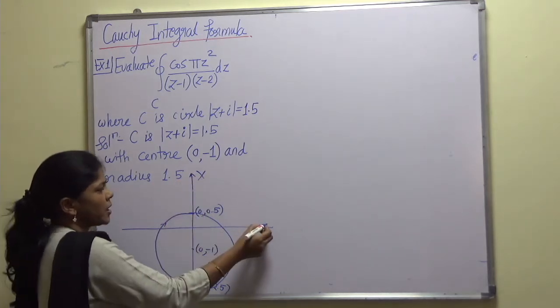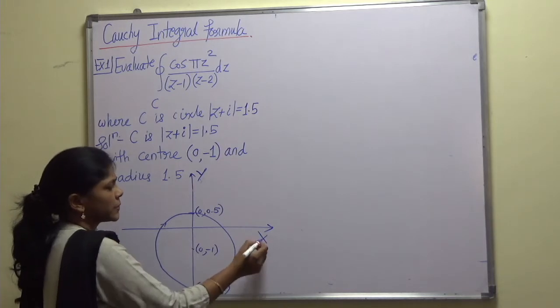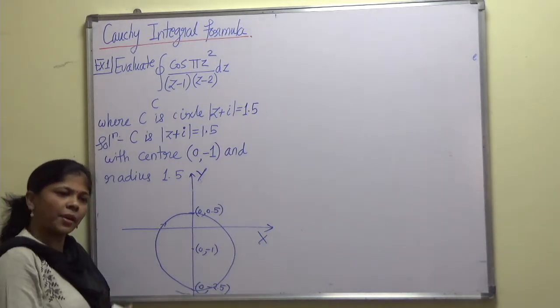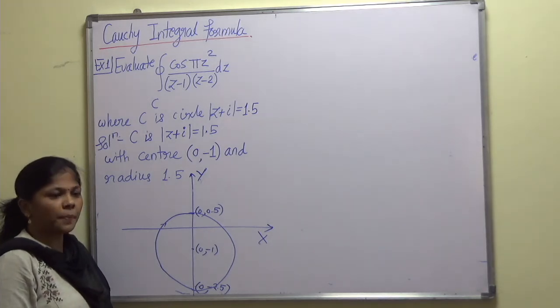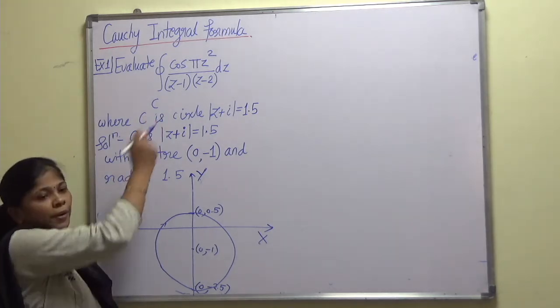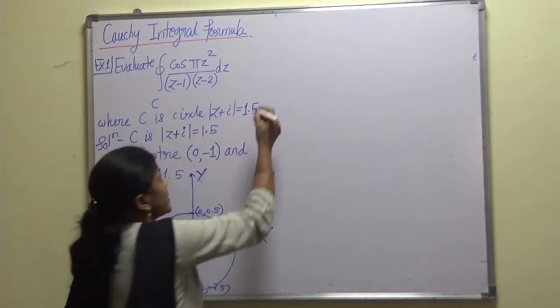So we have obtained the center and radius, and we have drawn the circle. Let us move to the next step. The next step is to find out the poles. Poles are given by equating the denominator to 0. So let us find that.